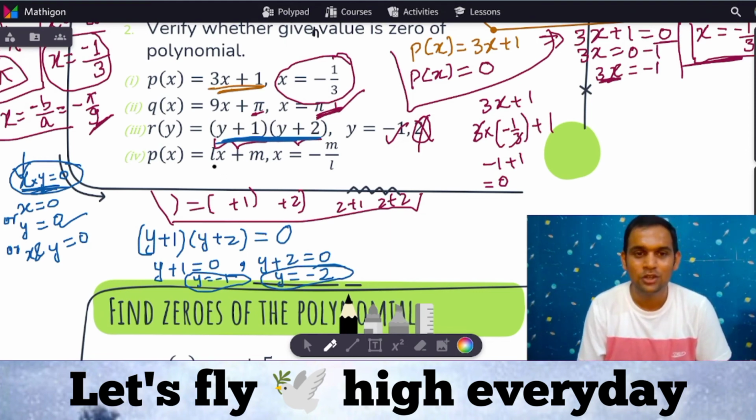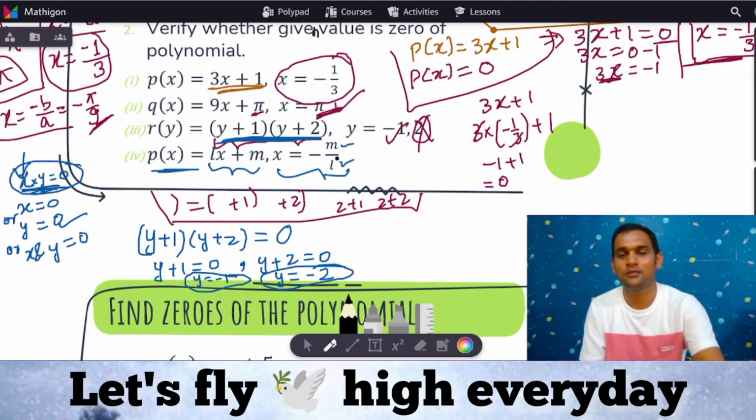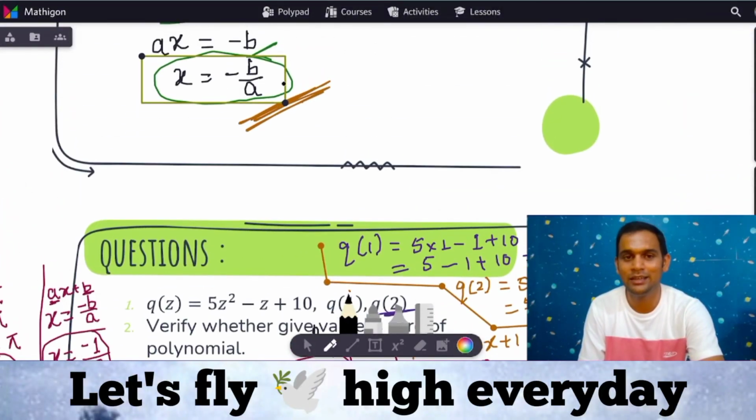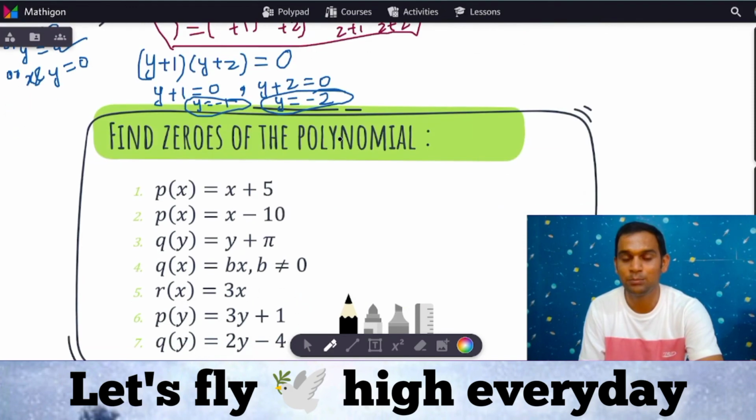That's all we get. So lx plus m is the polynomial. We have to find its value at x equals minus m by l. The constant term is in the numerator and the coefficient is in the denominator. That is what the formula says, right? Minus b by a. That is the zero of the polynomial.